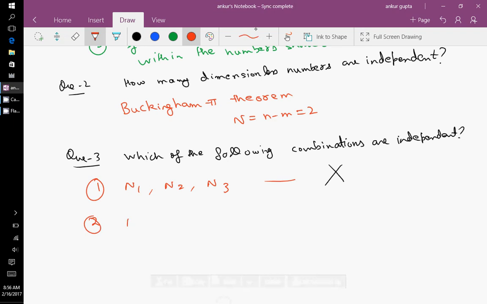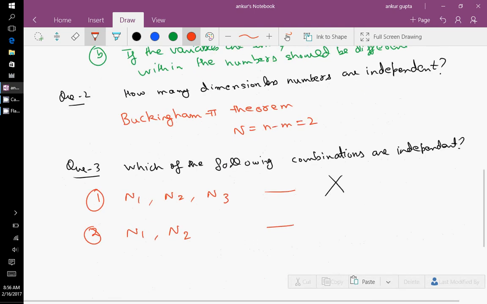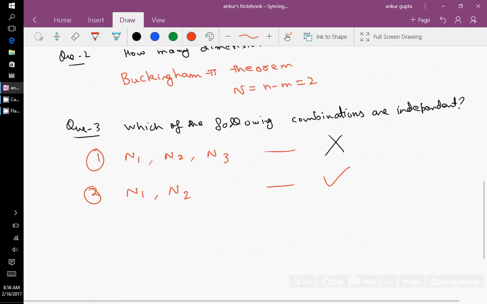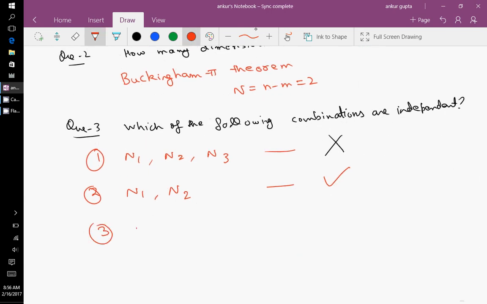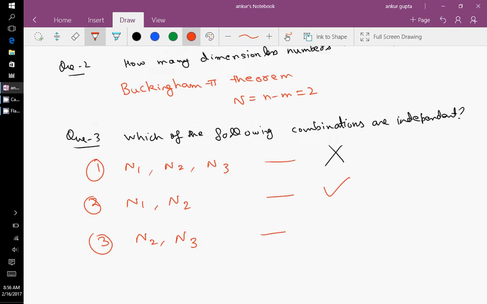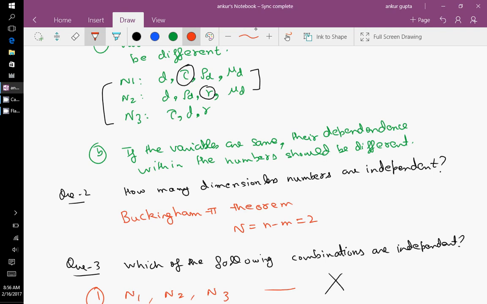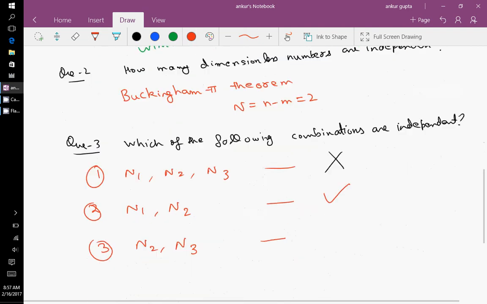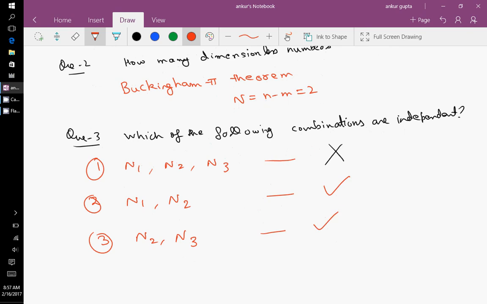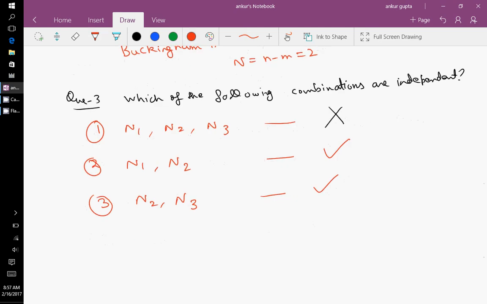If we have been given a combination of n1 and n2, can these be independent from each other? If we go back and see that the variables in n1 and n2 are different, then yes, these are independent from each other. Then if we have been given n2 and n3, are these numbers independent? If we again look back at the variables, n2 has d, rho d, gamma, mu d, and n3 only has tau d, gamma. So the variables are different. This has tau, this doesn't have tau. So again, they are independent. This is again just going back and checking the variables. This may look very simple, but now we'll start to do more interesting things.